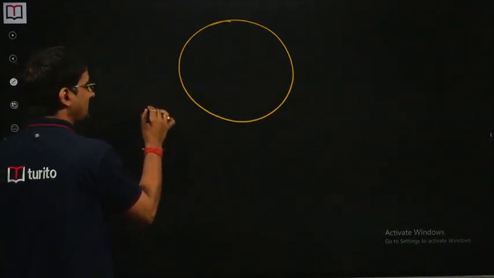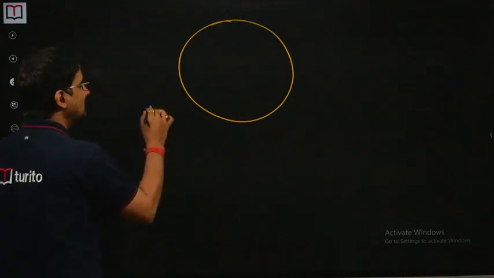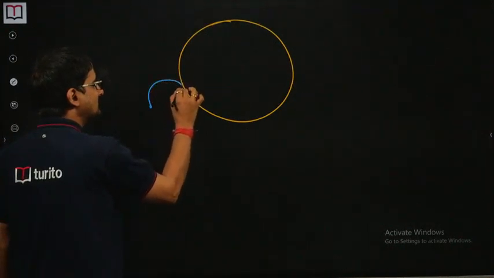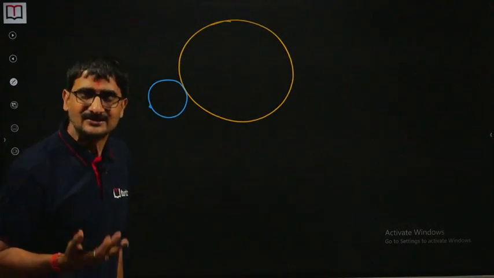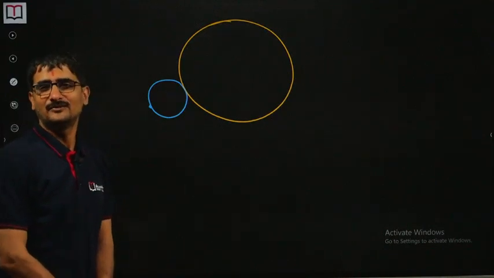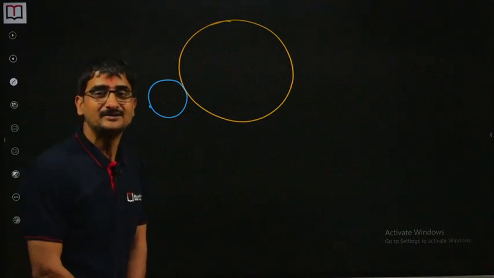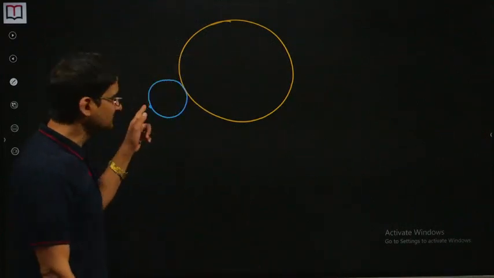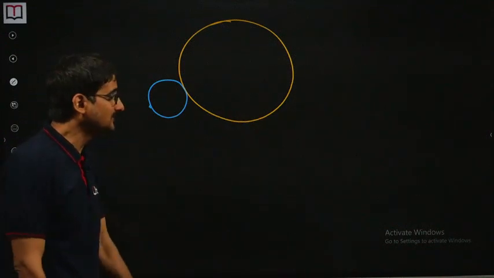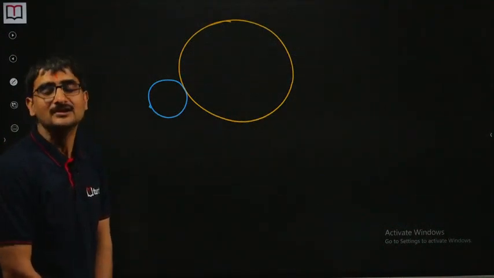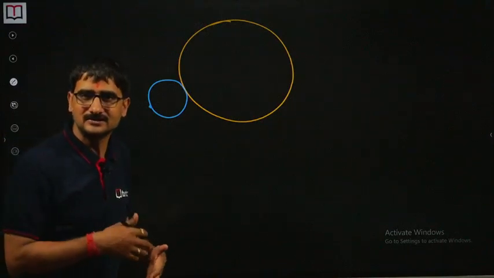If the point is outside the circle, then the smallest possible circle that touches the given circle is fine, but for the largest possible circle, do we have any limit? I don't think so. Passing through this point and touching this circle, there can be infinitely many circles and the radius can be as large as possible. So there's no point of asking R1 plus R2.